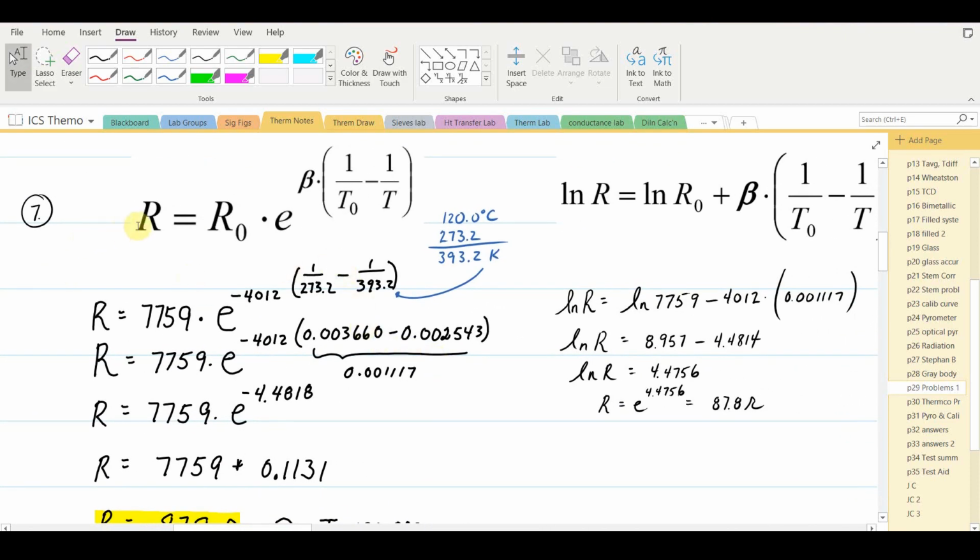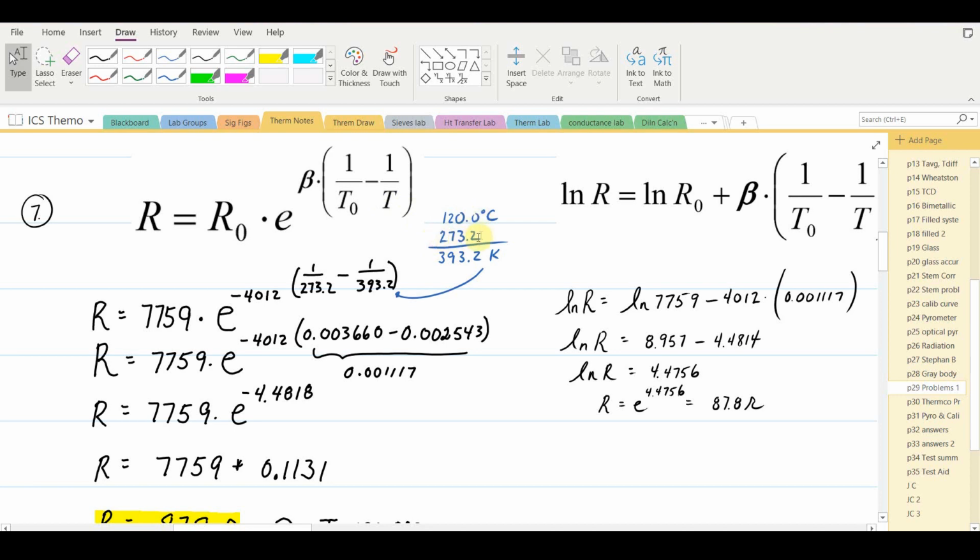Let's start with a direct calculation of resistance using the exponential form of the equation. R is equal to R sub 0 times e to the beta times (1 over T sub 0 minus 1 over T). So we're given that R sub 0, that's at the freezing point, is 7759 ohms, times e to the beta, which is negative 4012, times 1 over T sub 0, working in Kelvin. T sub 0 is the freezing point, that's 273.2 Kelvin, minus 1 over the temperature we're trying to calculate at. That was 120 degrees Celsius.